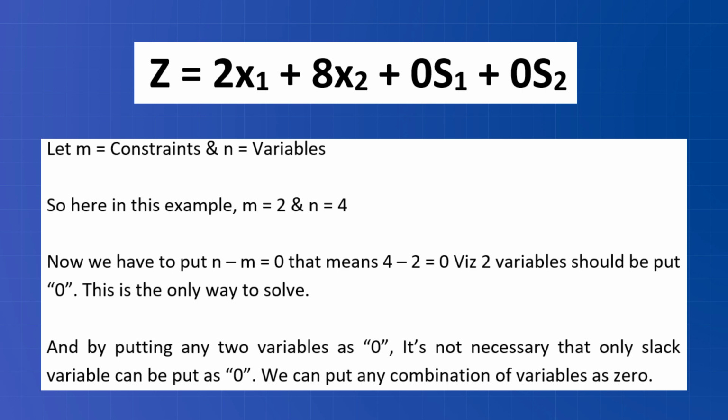And by putting any two variables as 0, it's not necessary that only slack variables can be put as 0. We can put any combination of variables as 0. You can put x1 and s1 as 0, x2 and s1 as 0, and so on.